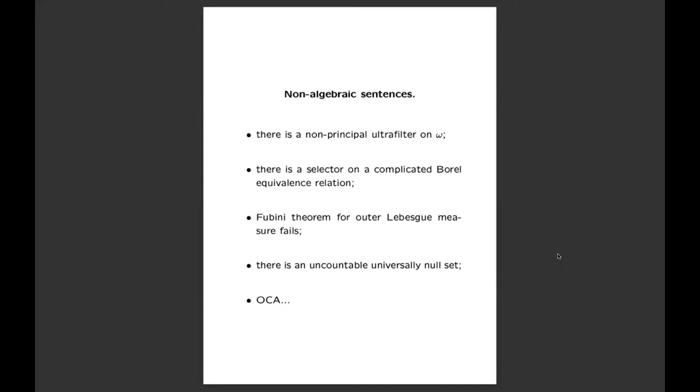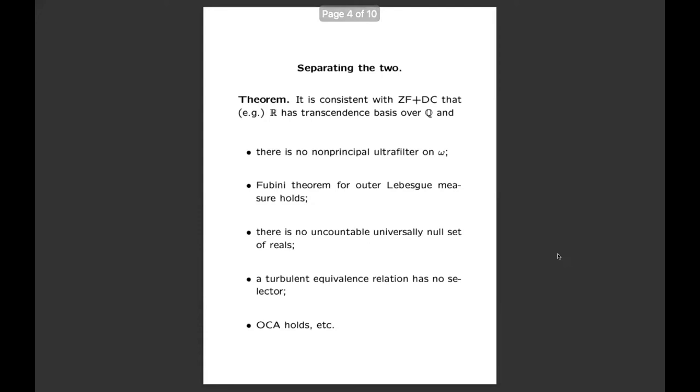And what I want to show you is that there's in fact some sort of machinery which separates the algebraic sentences from the non-algebraic ones. And this is an example of a theorem that I was able to prove. It's in fact more of a theorem scheme than a single theorem. It is consistent relative to an inaccessible cardinal with ZF plus dependent choices that there is an algebraic sentence in it. I chose that R has a transcendence basis over the rational numbers, but all of the others that I named can stand in the first line, and even all of them simultaneously.